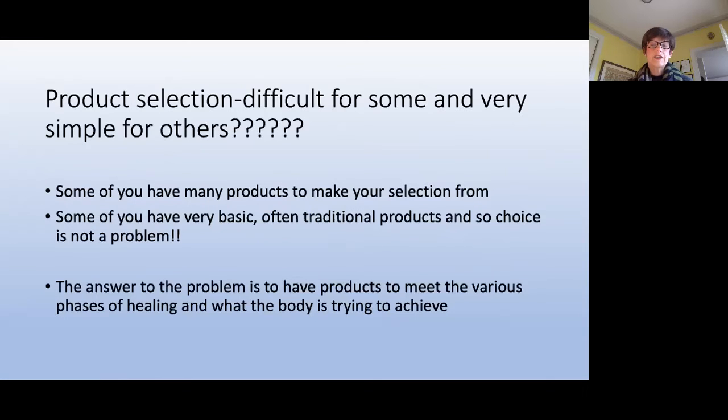So product selection is difficult for some and for others it's very easy. Some of you may have many products to make your selection from, and that then makes it complicated because you've got a lot of choice. Some of you have very basic, often traditional products, and so choice is not a problem. The answer to the problem, though, is to have the products to meet the various phases of healing and what the body is trying to do.